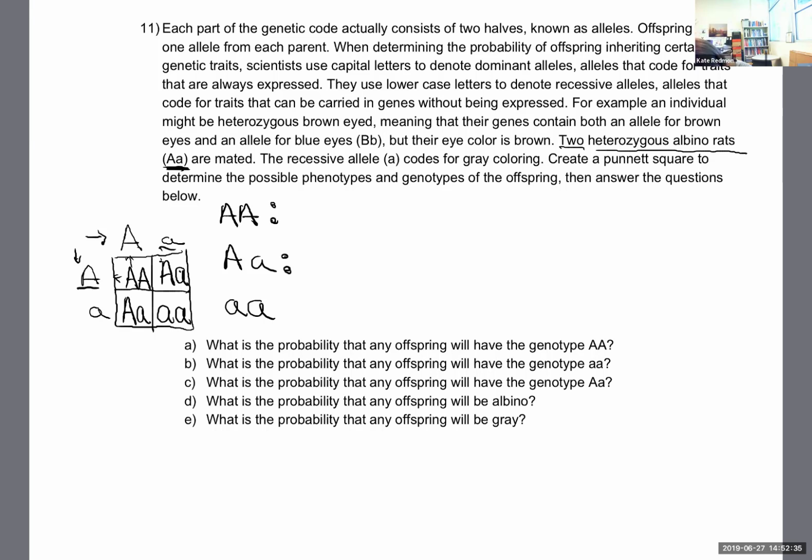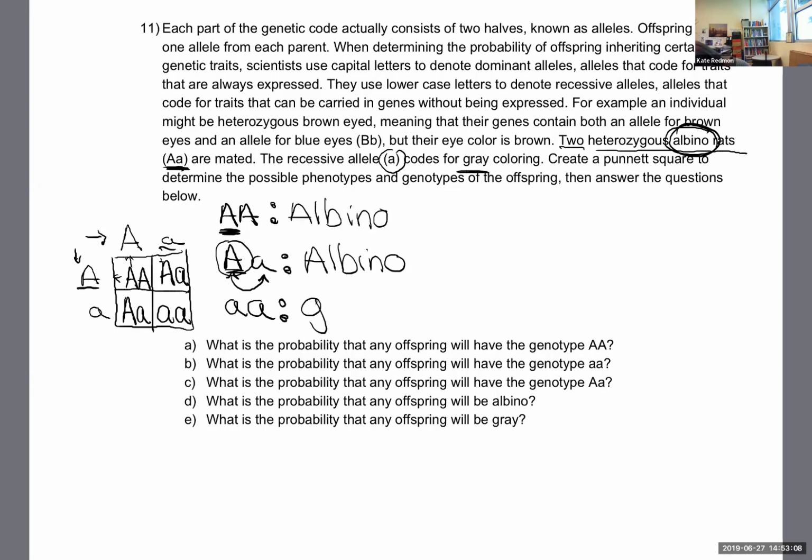So what that reading was talking about when it was talking about dominant and recessive, the capital letter is always the dominant one. In this case, capital A is albino, and lowercase a is gray. If your genes code for both things, the capital is going to win. So this rat, even though it had genes for both albino and gray, would end up albino. Now this guy only has albino, so he'll end up albino, but this guy only has gray, so he'll end up gray. The first question I have is, what is the probability that any offspring will have the genotype AA?